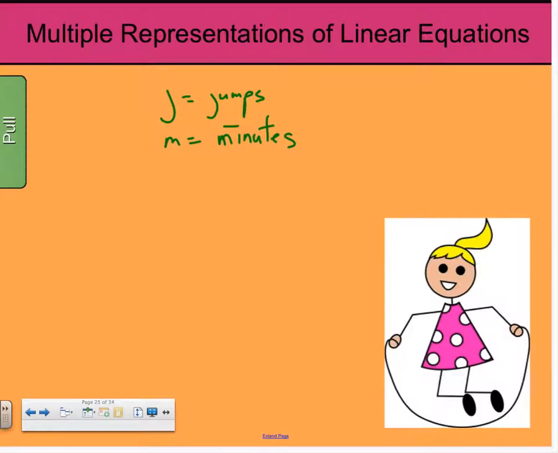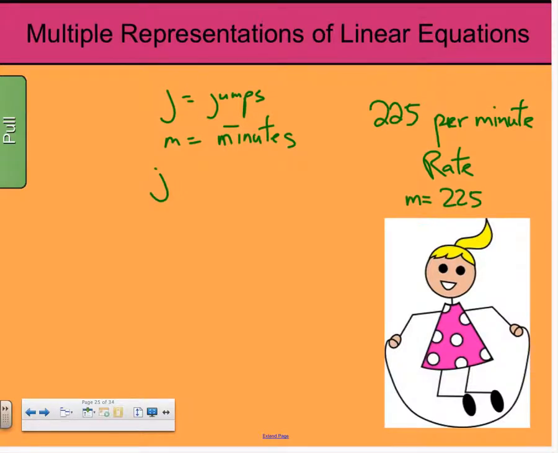So how can we do that? Well, based on the word problem, she does 225 jumps per minute. That gives it away right there. This is a rate, and when we know the rate, that tells us what our slope is. So our slope or our rate is 225. My equation is going to be J, the number of jumps, equals 225, which is our rate, times the number of minutes. Does that make sense?